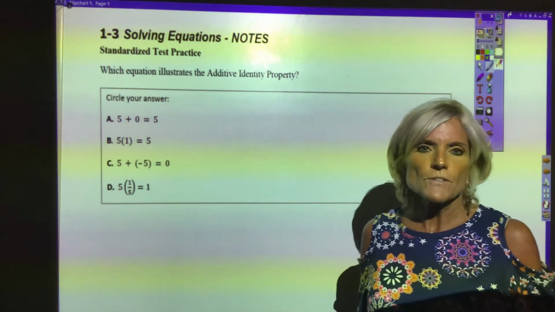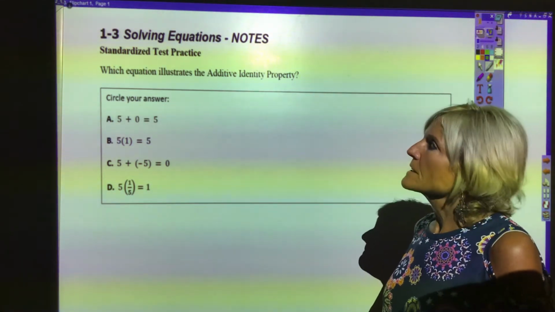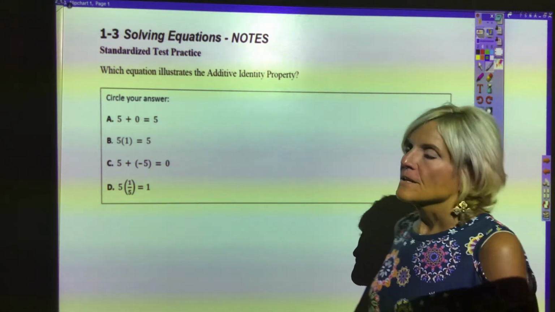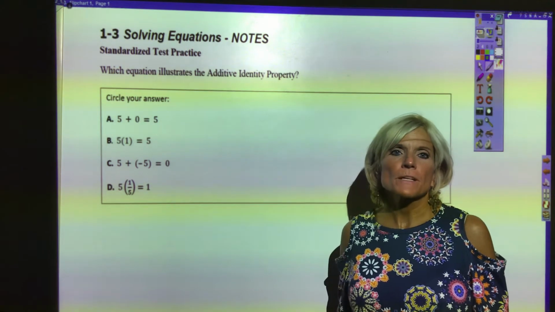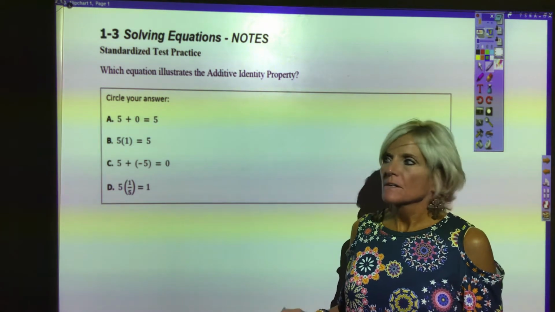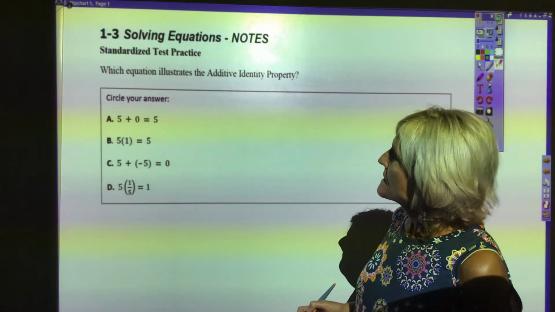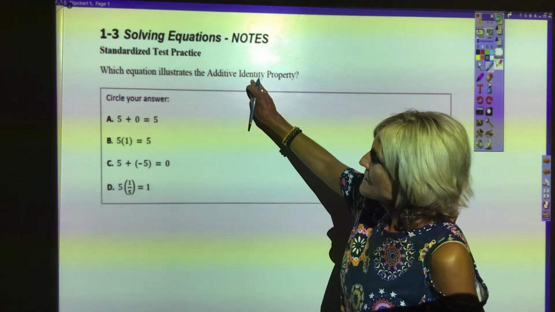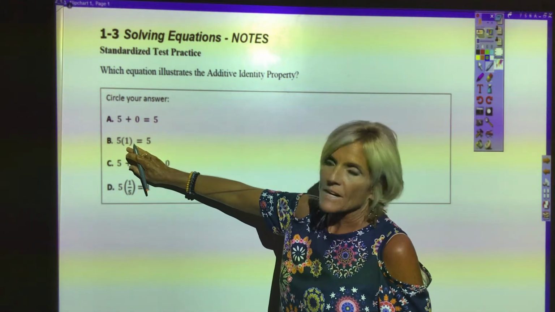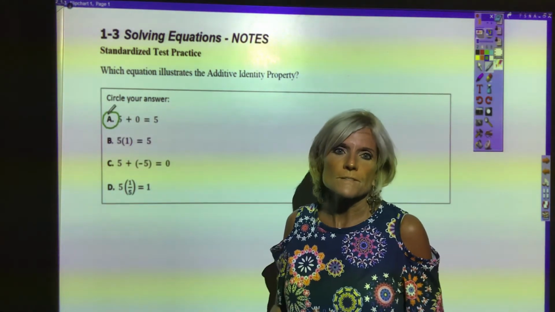So we'll start with our standardized test practice problem. We want to know which equation illustrates the additive identity property. Remember that the additive identity property gives you the same thing on both sides of the equation once you simplify. So if you can just look at the additive identity, there's two identities here, A and B. B is the multiplicative identity. So our answer is going to be A because 5 plus 0 is also 5.